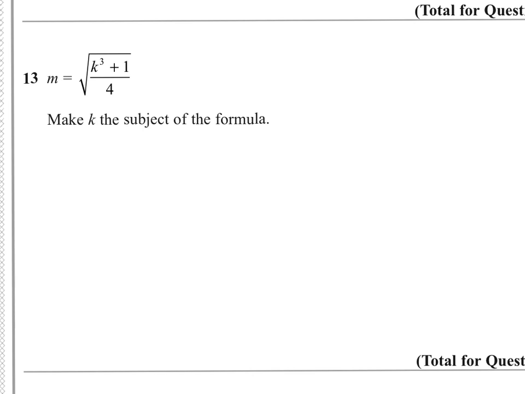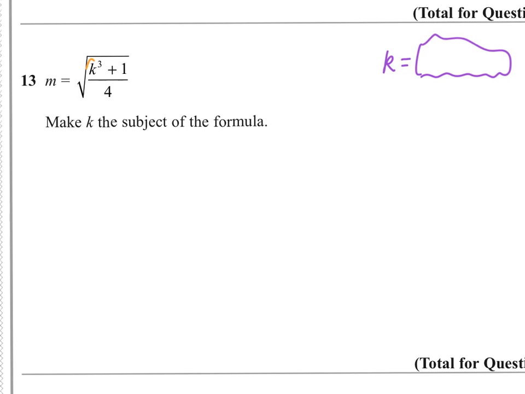Question 13. It says make k the subject of the formula. Well, that just means you have to have k equals, and then whatever you've got here would be the answer. Another way of looking at it is to isolate the k part here and get that on its own. So write the question out to take ownership of the question, and then we can start from there. First thing to think about is that we have a square root sign here, and we want to unlock this value of k from the square root sign, so we're going to square both sides first.